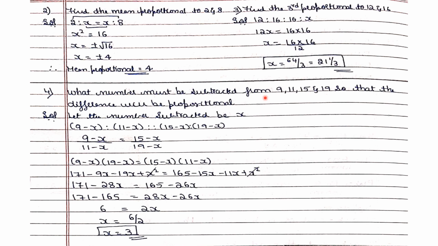What number must be subtracted from 9, 11, 15 and 19 so that the differences will be proportional? The number to be subtracted is taken as x. So 9 minus x is to 11 minus x as 15 minus x is to 19 minus x. This is called A, next one B, C and D. A divided by B is equal to C divided by D. So 9 minus x divided by 11 minus x is equal to 15 minus x divided by 19 minus x. Now cross multiply: 9 minus x into 19 minus x is equal to 15 minus x into 11 minus x.